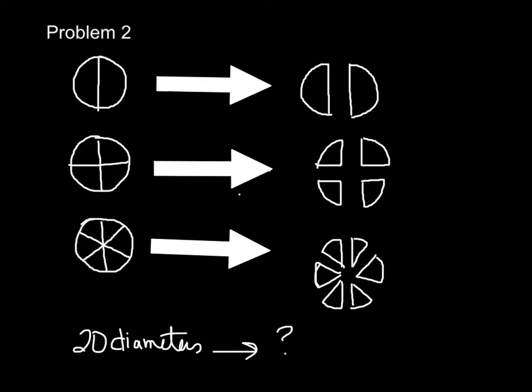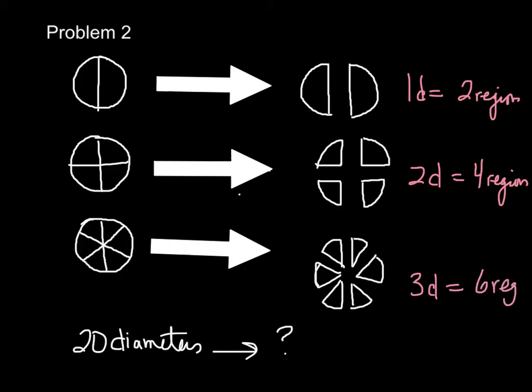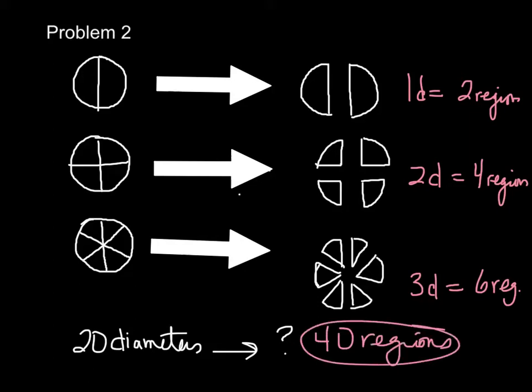In this problem, we see the first one has 1 diameter. 1 diameter gives us 2 regions. 2 diameters give us 4 regions. 3 diameters give us 6 regions. So what is our conclusion here? Well, we know that each circle has twice as many regions as diameters. So if you have 20 diameters, you take 20 times 2, and that's going to give us 40 regions. So you have just used inductive reasoning to make a conjecture.